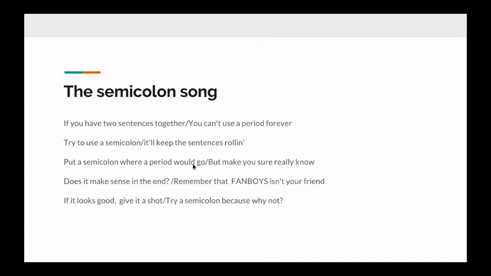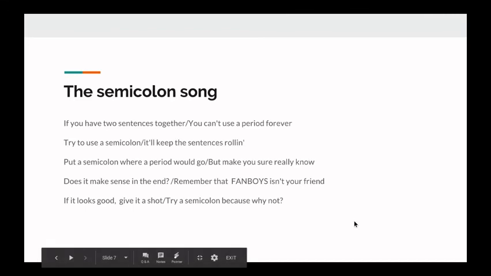And that is the song. Remember, it must make sense in the end. The fanboys, those words are not your friend. And, you know, the period, you can't use it forever, so do what the song says. As it says, why not?